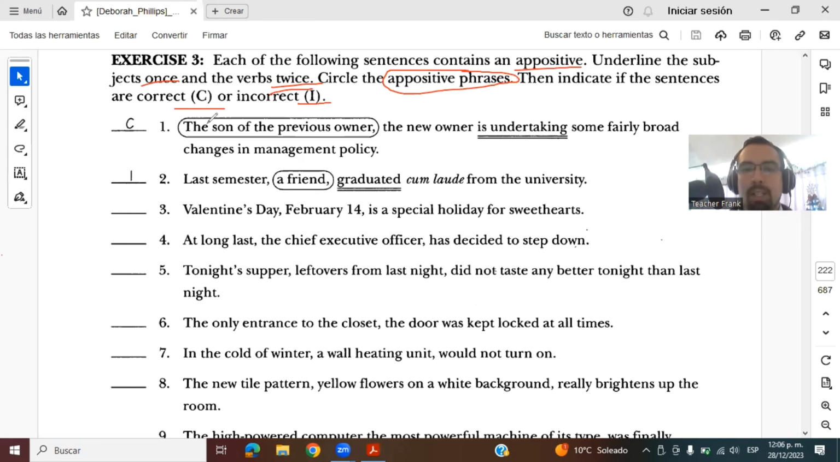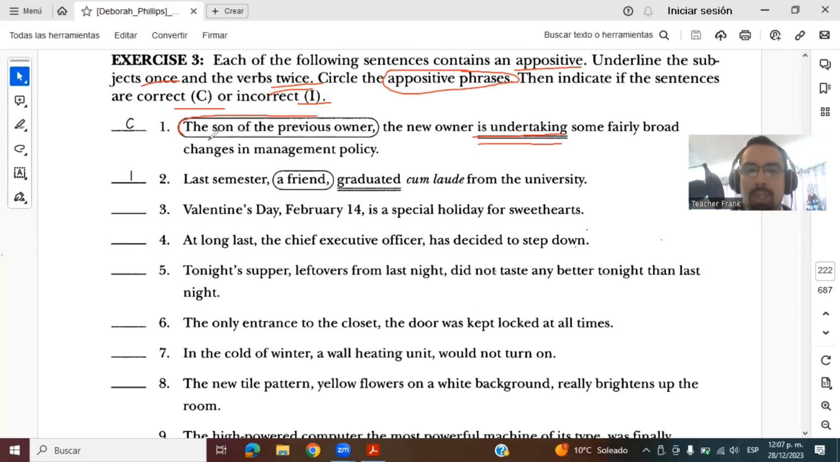Let's look at number one. The son of the previous owner, the new owner, is undertaking some fairly broad changes in management policy. So my verb is undertaking. The son of the new owner is my appositive phrase, right?